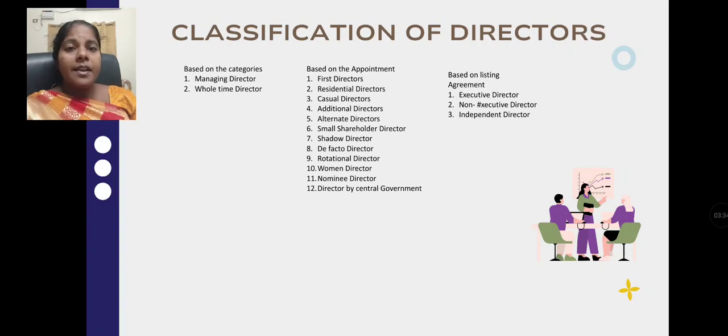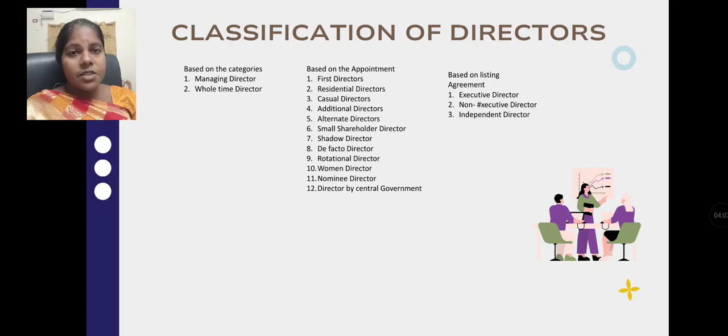First, based on categories: managing director and whole-time director. The managing director, as the name says, manages the entire affairs of the company. His period would be 5 years, and it could be extended for another 2 years as well. Next is the whole-time director, who is in full-time employment in the organization, so he is termed a whole-time director.